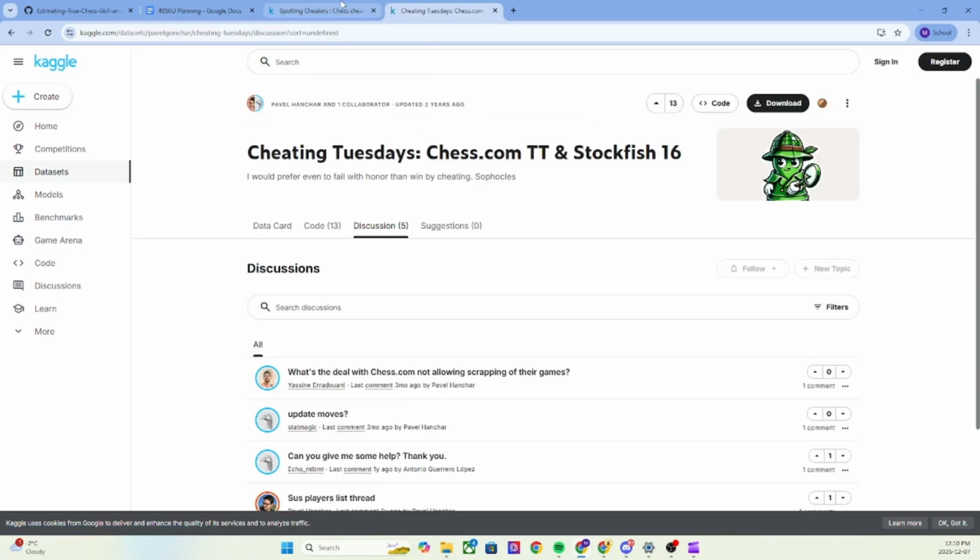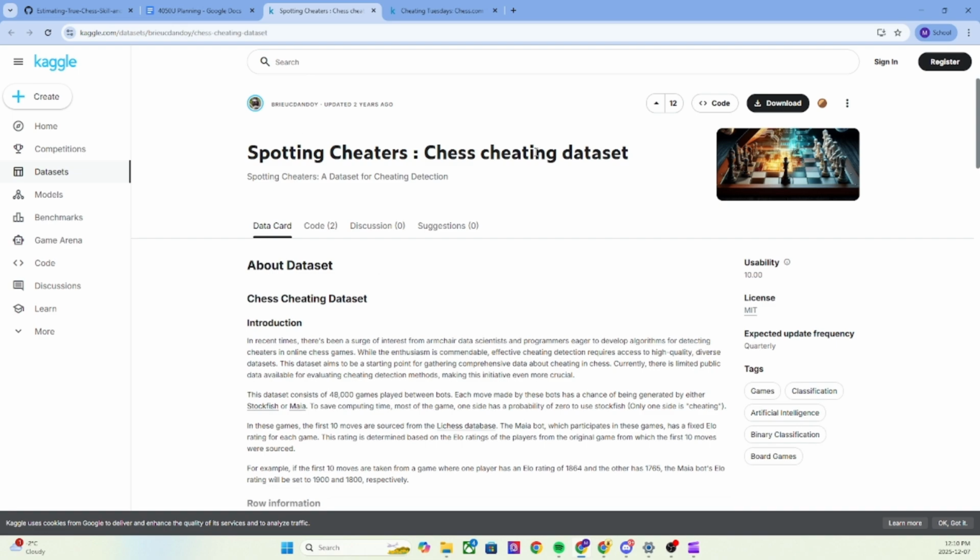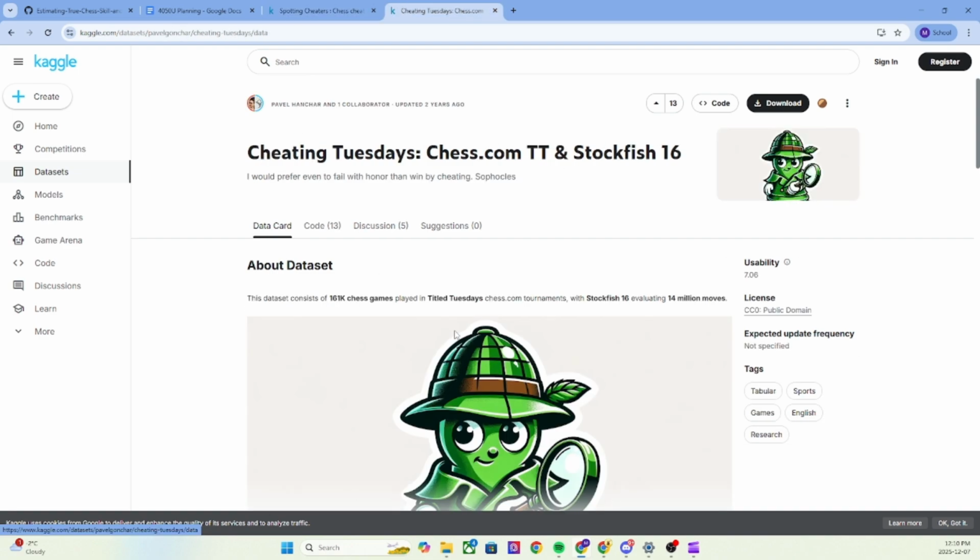The next two datasets are Cheating Tuesdays, chess.com and Stockfish, and Spotting Cheaters, a chess cheating dataset. The Kaggle Cheating Tuesdays dataset contains games flagged or suspected for cheating, includes both move sequences and metadata, and is used for supervised classification in phase 2.